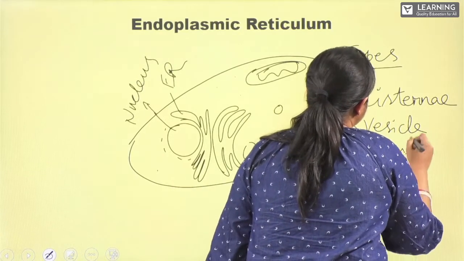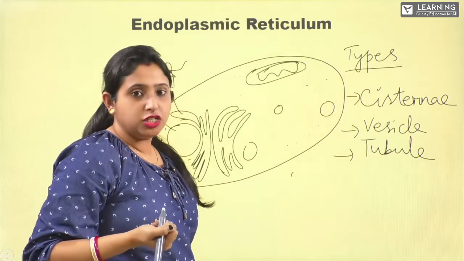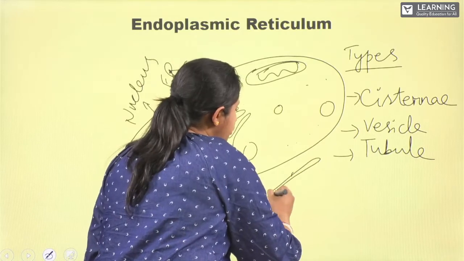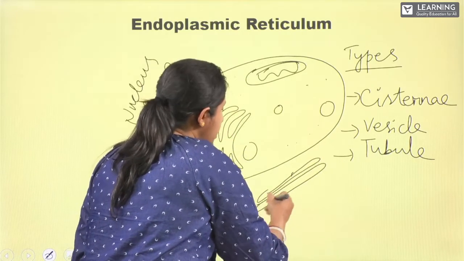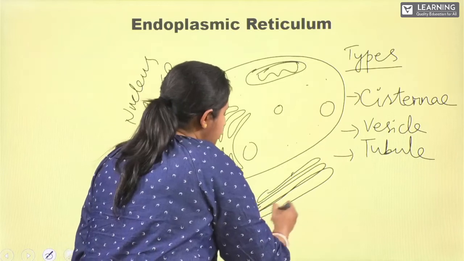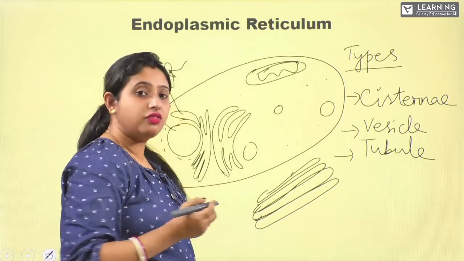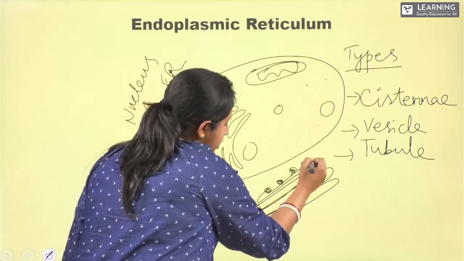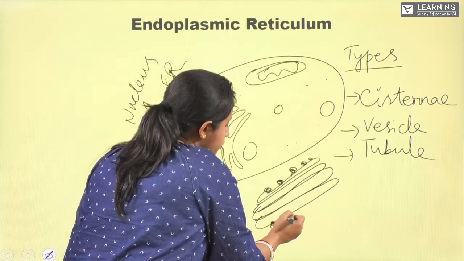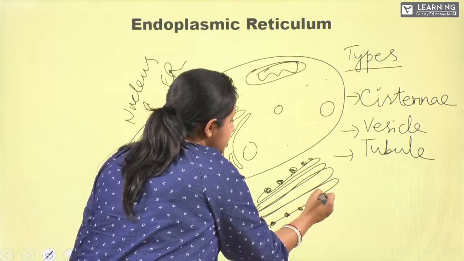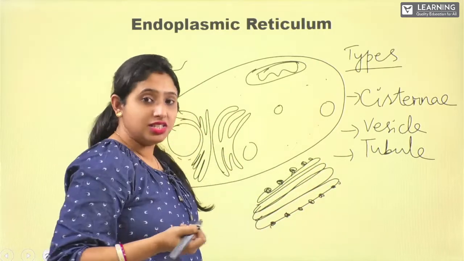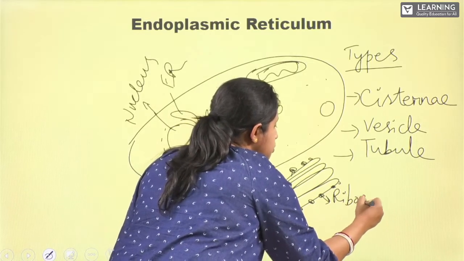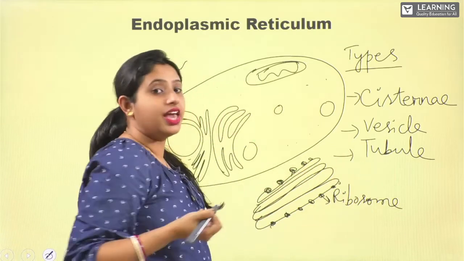So these are the three types of endoplasmic reticulum you will find. How is the cisternae? Cisternae is a flattened sac-like structure where the ribosomes are attached. These ribosomes are responsible for the synthesis of protein. So in the cisternae you will find the ribosomes, and the cisternae are flattened sac-like structures.